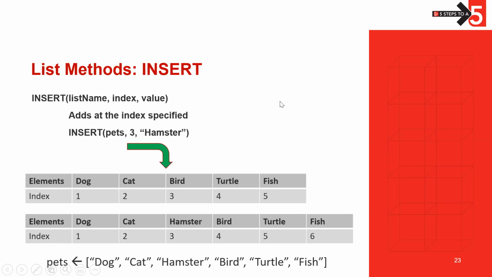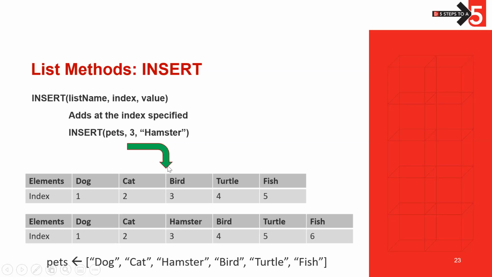All right, insert, very similar to append, but it doesn't put it at the end of the list unless you tell it to. And then why would you use insert? You might as well use append. So in this case, you can insert somewhere inside your list. So you give it the list name. The next value you have to give it is the index position where you want to insert, and then the actual value. So if I want to insert hamster at position 3, notice what happens here is that bird does not get overwritten with hamster.